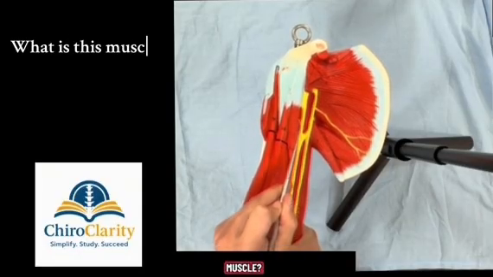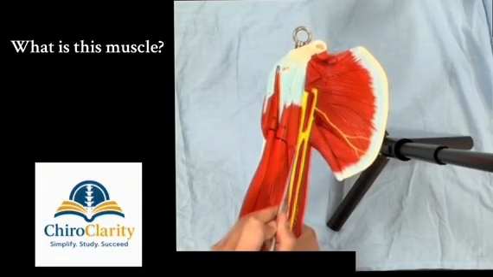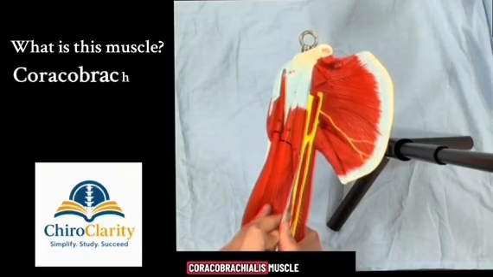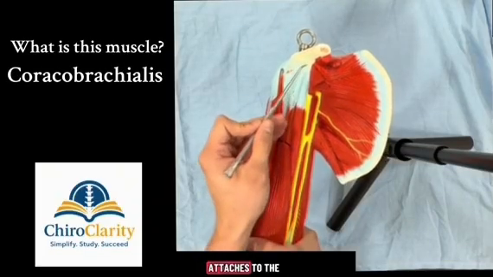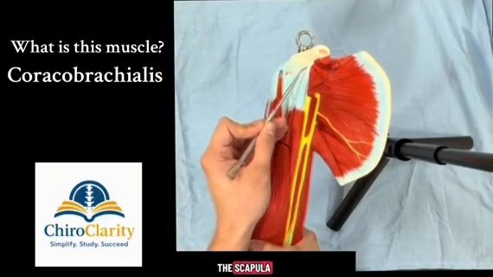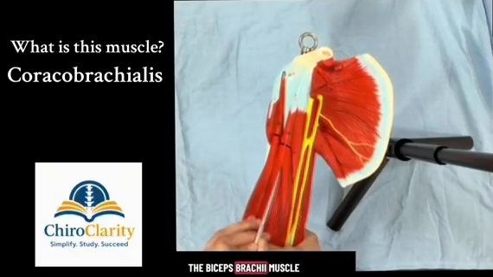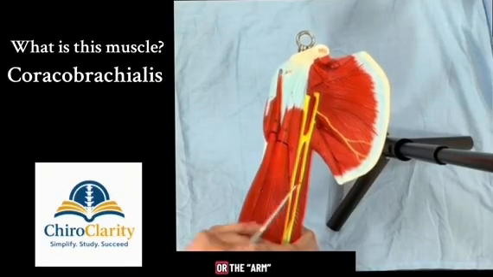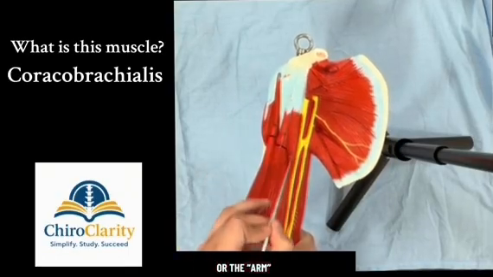What is this muscle? This is our coracobrachialis muscle. Coraco because it attaches to the coracoid process of the scapula, similar to the short head of the biceps brachii muscle, and brachialis because it attaches to the brachium, or the arm. Coracobrachialis.